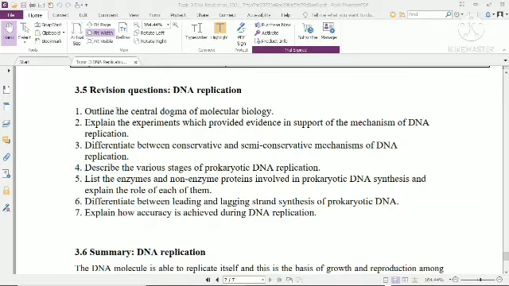So we've tackled question 1, 2, and 3. We talked about the models of DNA replication that were suggested, which were the conservative, the semi-conservative, and the dispersive. And amongst those models, the experiments proved that the semi-conservative was the mechanism which DNA followed in replication. We go now to question 4, which says, describe the various stages of prokaryotic DNA replication.